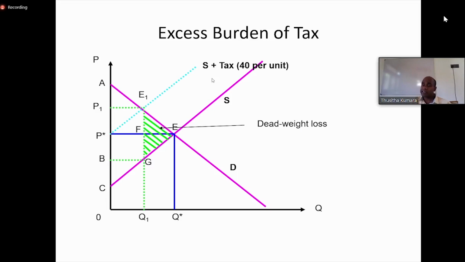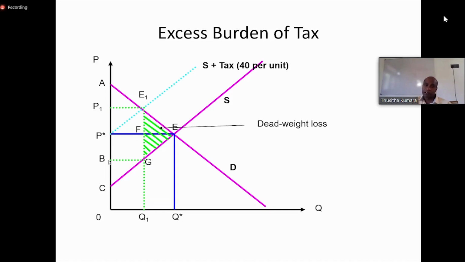Then what is the tax? Total tax to the government. What is the tax area? Now our equilibrium is Q1. So what is the tax? Tax area will be P1, E1, G, B.